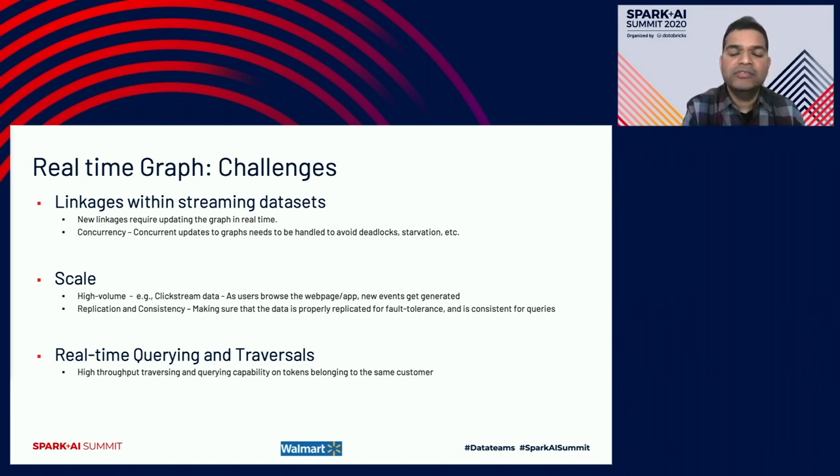The second one is scale. When we're talking about the scale of 30 billion nodes and linkages, with data coming in like clickstream data of people browsing on a web page, the data needs to be sharded and separated into multiple partitions, which makes replication an important aspect for fault tolerance. When we have sharded and replicated the data, data consistency becomes an important challenge, to keep the data consistent across all partitions as they're getting updated as well.